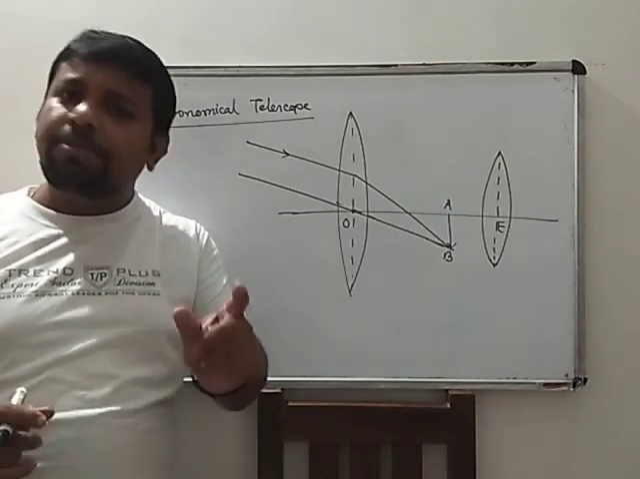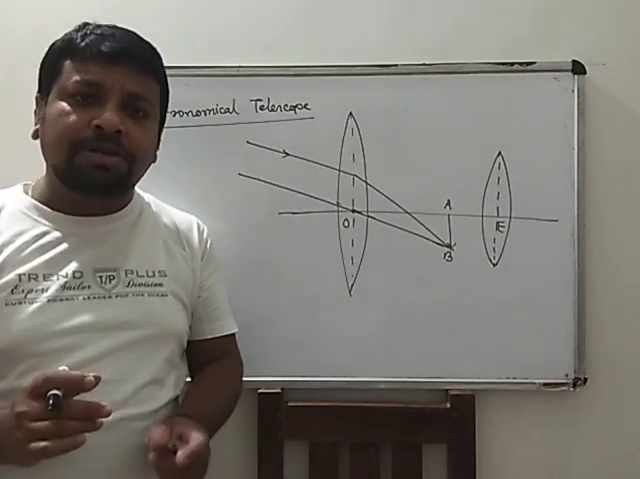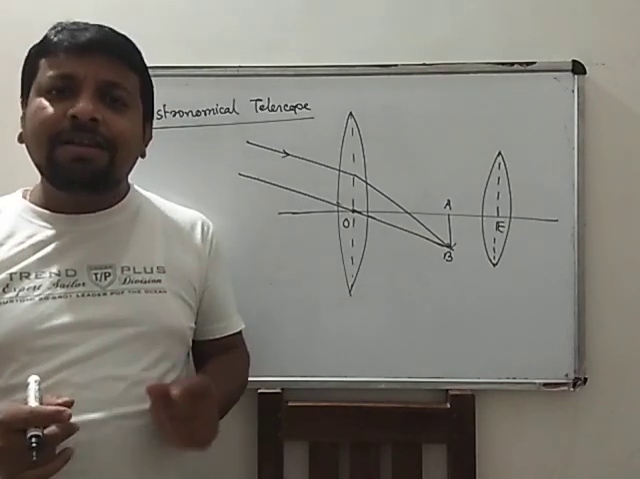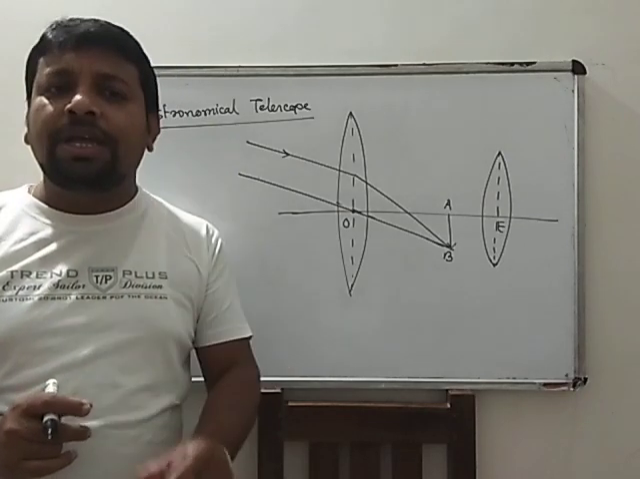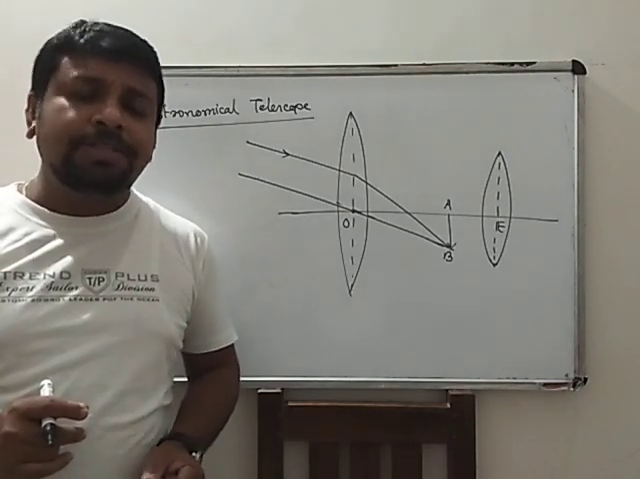Here in the astronomical telescope we get two adjustments: first normal vision and second distinct vision. But in the syllabus, only normal vision of the astronomical telescope is included.